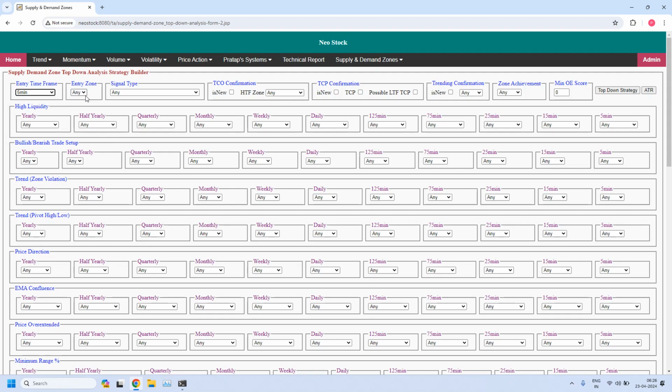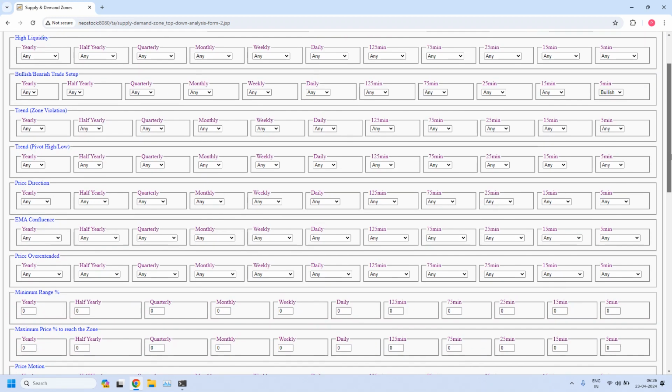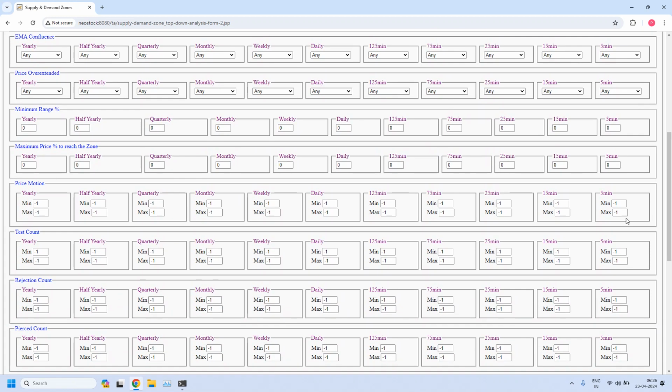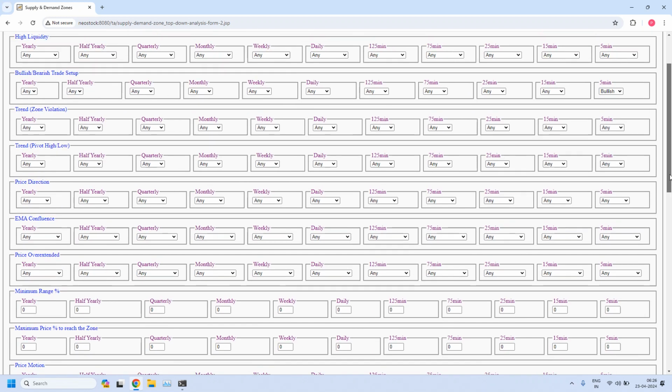For bullish trade setup, entry zone should be demand zone. And also in bullish or bearish trade setup, in 5 minutes time frame, I am selecting bullish. And the 3 filters: first filter, we don't want pierced zones. So I am setting pierced count as 0, 0. This time we are setting it for 5 minutes time frame. Minimum value should be 0, maximum value should be 0. That indicates pierced count should be 0, which means the zone is not pierced.